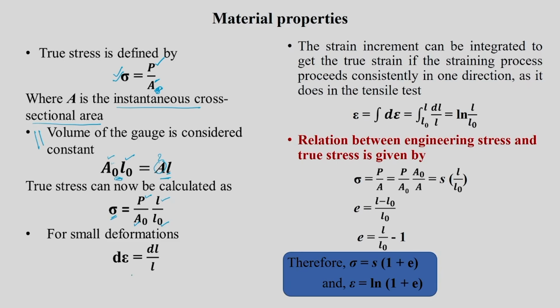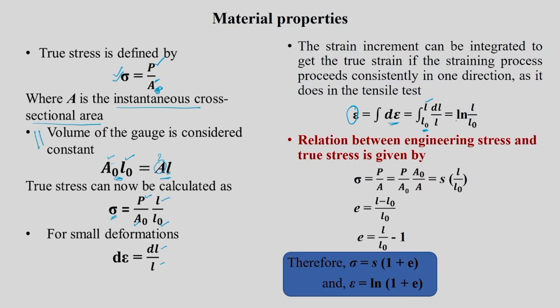Now, when it comes to true strain, it is generally represented as epsilon. So, epsilon is nothing but integral d epsilon, you can say. For small deformation, d epsilon can be written as dl by L. So, if you integrate it from L naught to L, where L naught is your initial gauge length or reference length, and L is the instantaneous length of the gauge length, or the final length at which fracture happens, whichever is the reference for you.